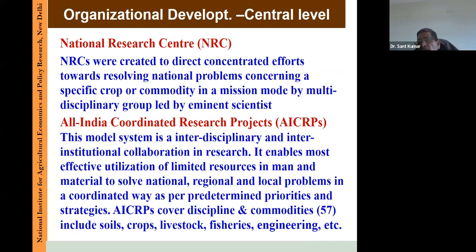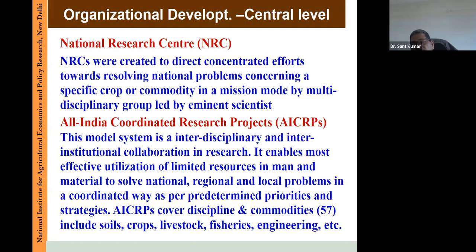The national research centres were created to direct concentrated efforts towards resolving national problems concerning a specific crop or commodity in a mission mode. Multidisciplinary groups led by eminent scientists were formed where the central research institutes were not able to give special attention. The NRCs were created. The All India Coordinated Research Projects were also created.